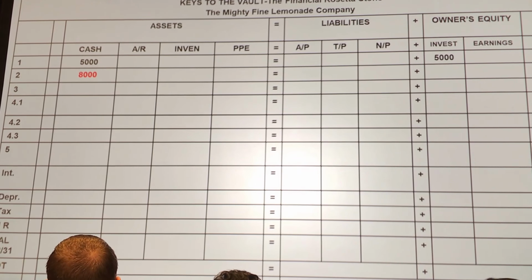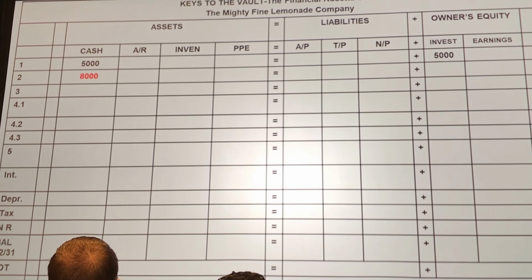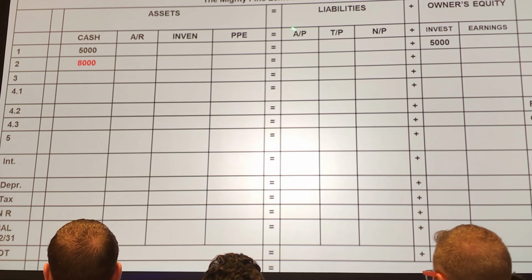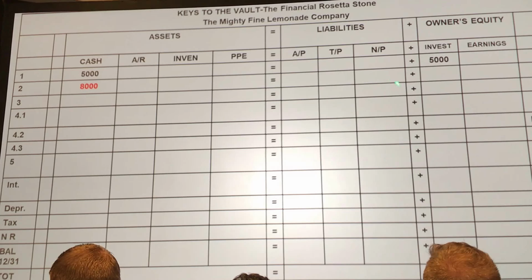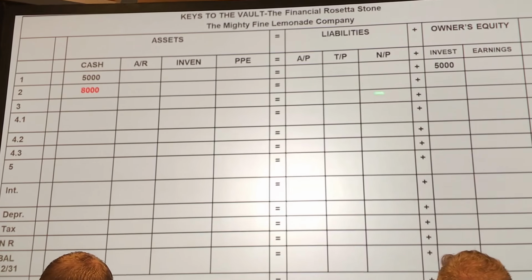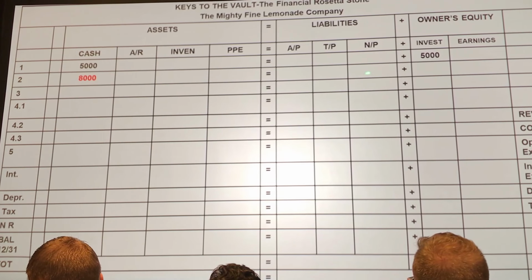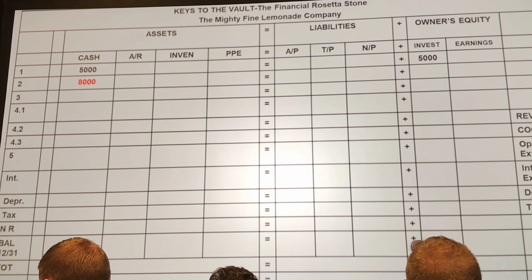Now, where did that cash come from? I borrowed it. If I borrowed it, I owe somebody some money. So I'm going to go to the O section. Is it an account payable, taxes payable, or notes payable? Notes payable, you're exactly right. So in the notes payable column on line number 2, I'm going to write a number right in that box right there. What number am I going to write down? 8,000. But since I owe it, it's a negative number, right?